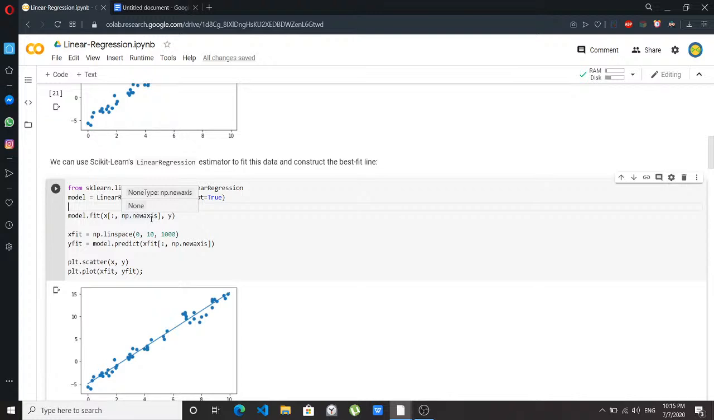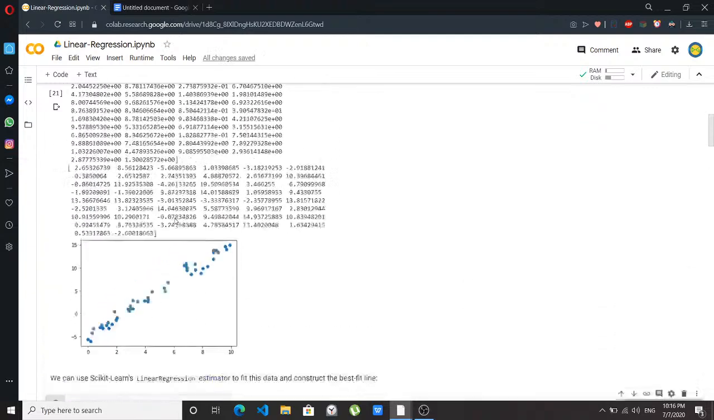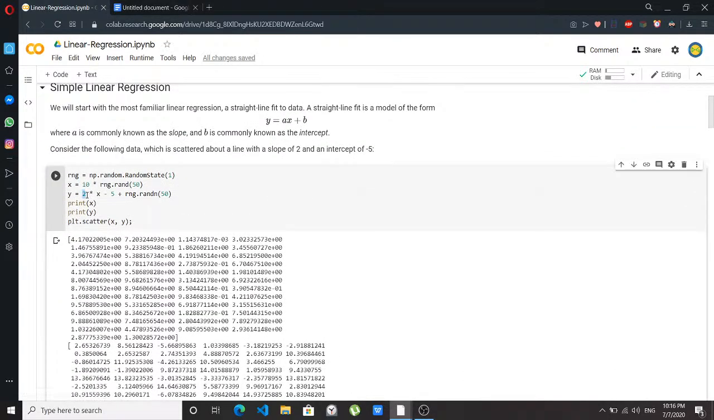Scikit-learn needs a 2D vector for the data, and I will print this so that you can know how the data is being passed into this model. When I run this, it will be passed into the model, and the model will be trained against this x value and the y value, and it will generate the two things that we need, that is the slope and the intercept, also known as the coefficient of x and the constant of that line.